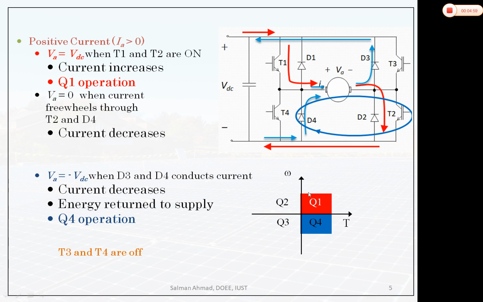Okay, so I'm discussing the Q1 and Q4 modes of operation. Speed can be positive or negative depending on the voltage applied across the motor. But the armature current I'm taking as positive. That means torque is positive in that case.